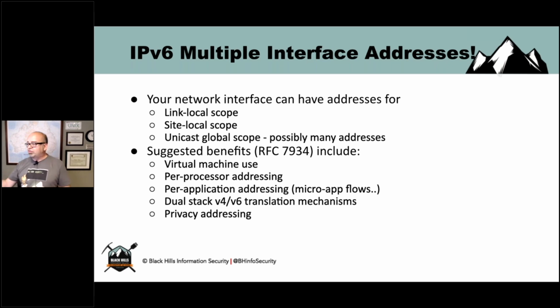So there's an RFC 7934 that talks about potential uses of multiple addressing in v6. So virtual machine use, for example, even per processor addressing for machines running v6, per application addressing, dual stack v4 v6 translation mechanisms, and privacy addressing. So there's a lot of stuff there to consider. We're going to have to change our mindset. Any endpoint on the network can have a lot of routable v6 on it, and it can be divided up into a sort of micro-scoped application layer kind of entity, if you like. And we're going to see that emerge with the copious amount of address space that we have available.